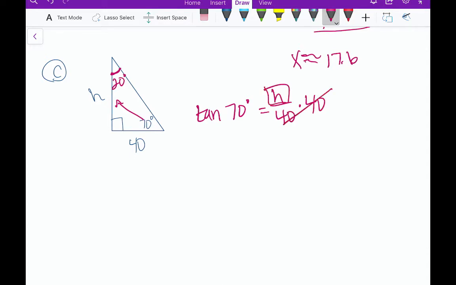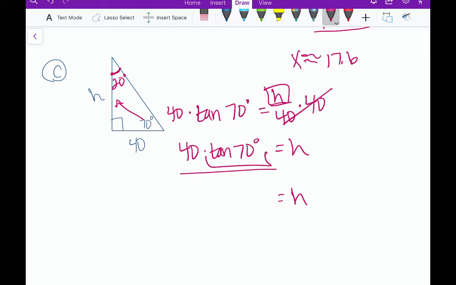This is pretty easy. I'm just going to multiply by 40 on both sides. So 40 times the tangent of 70, which is one value, equals h. Again, I'm going to put this in my calculator in one step, and it is going to tell me the answer. This is about 109.9. I will be sure to tell you on an assignment what you need to round to when you're solving these, because you will have to round, because you're going to have to just put this in your calculator to see what it is.